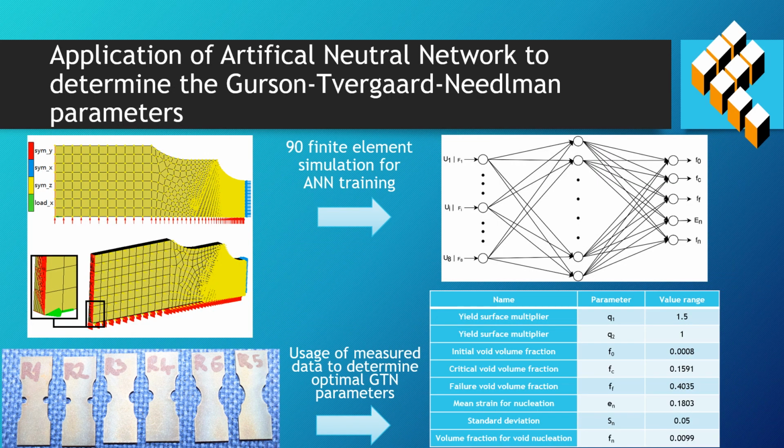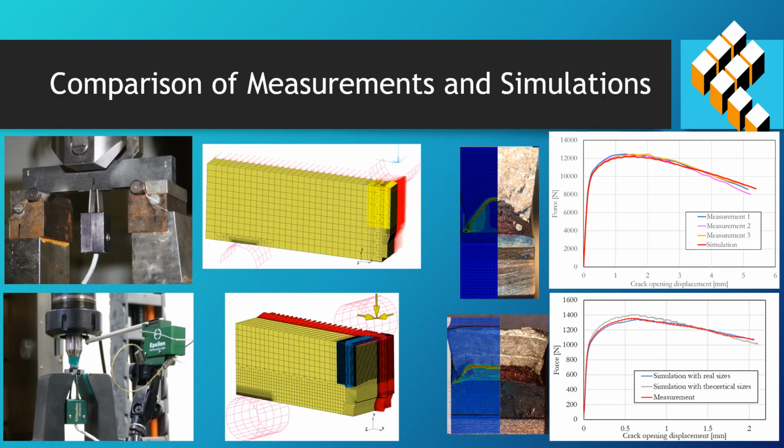For the determination of GTM parameters, flat specimens were generated with 3 different notch radii. After training the artificial neural network, the data from the measurements was used, which resulted in the optimized GTM parameters. To validate the GTM parameters, SENB measurements and simulations were carried out. In this slide, besides the resulting force displacement curves, the fracture surface was also compared, which showed an excellent agreement between the measured and simulated results.